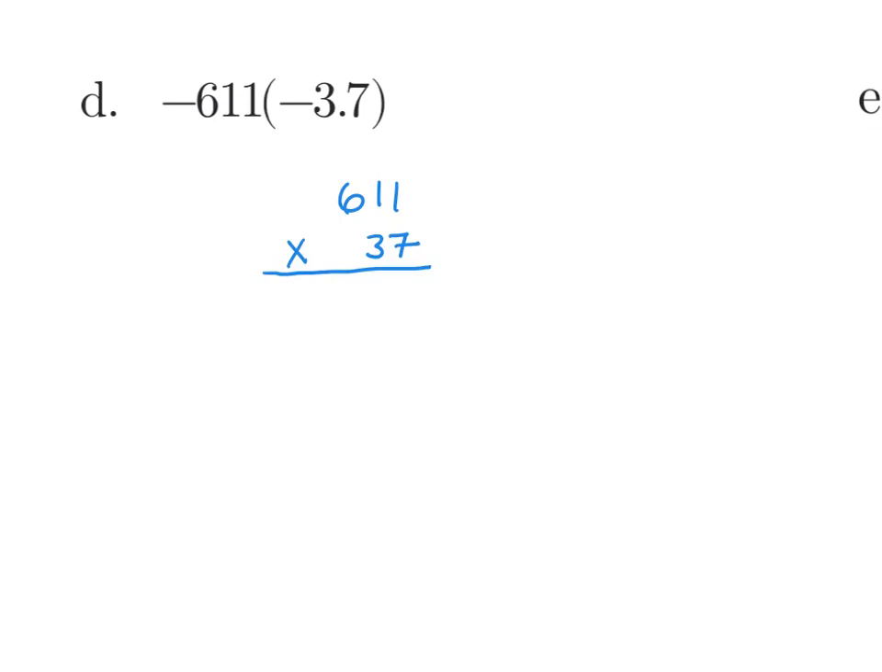So we go ahead and multiply. We're going to start with the 7. So 7 times 1 is 7. 7 times 1 is still 7. And 7 times 6 is 42. Next, we multiply by 3. We get 3 times 1 is 3. 3 times 1 is 3. And 3 times 6 is 18.